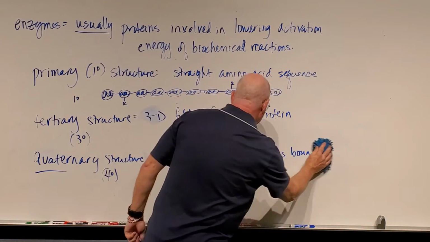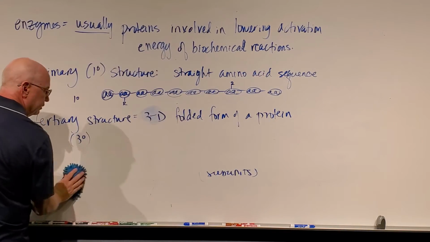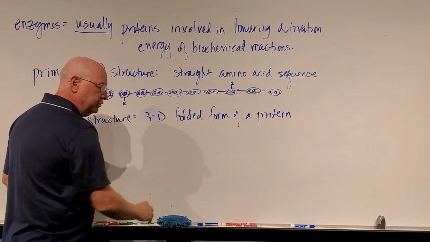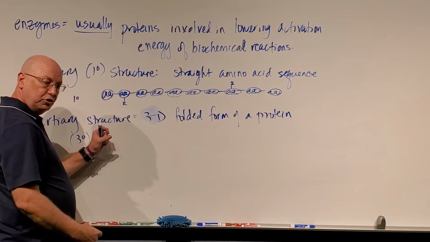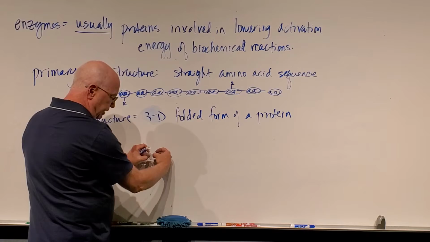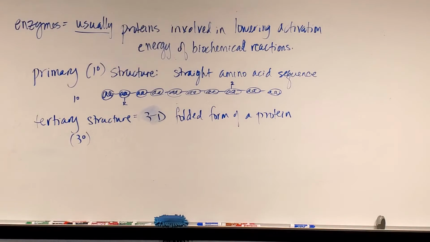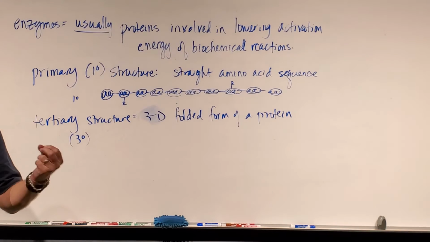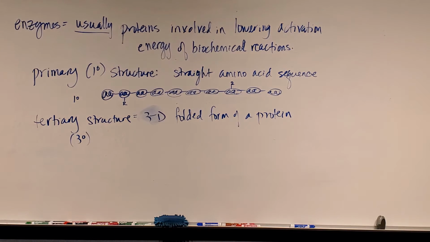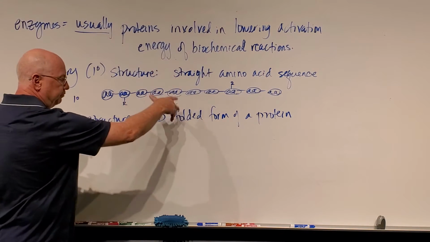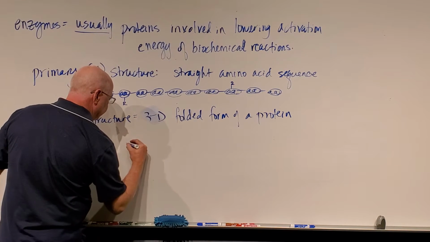So that would be the quaternary structure, the 4th level of protein folding, which means a bunch of individual tertiary structures, which are folded up, bind together into one larger protein. Okay? And some proteins are not active unless they're in the quaternary structure, like hemoglobin. Now, the process of a protein folding up is called protein folding.